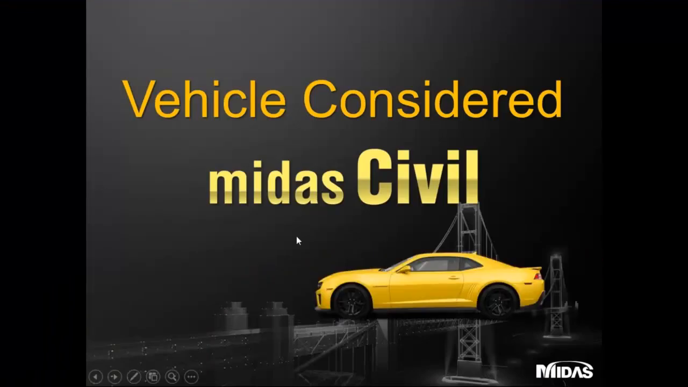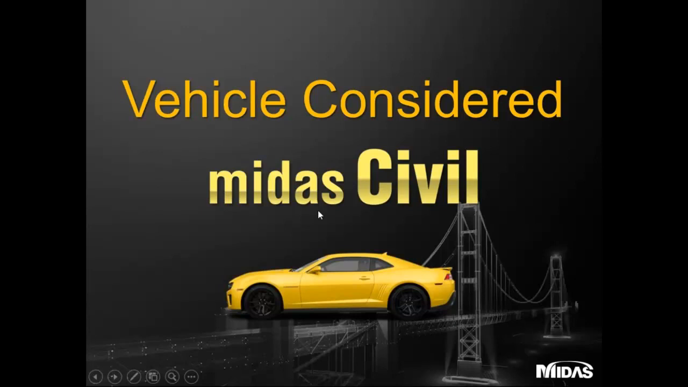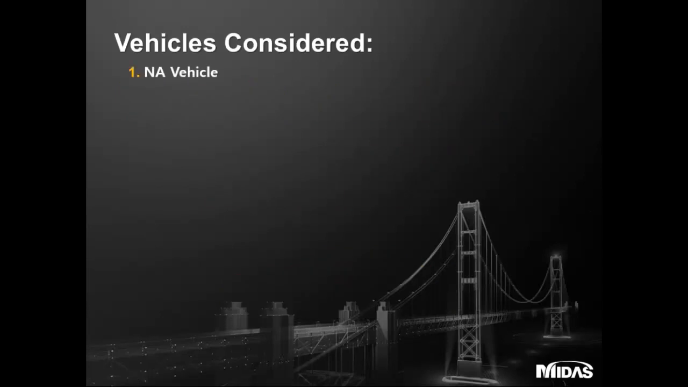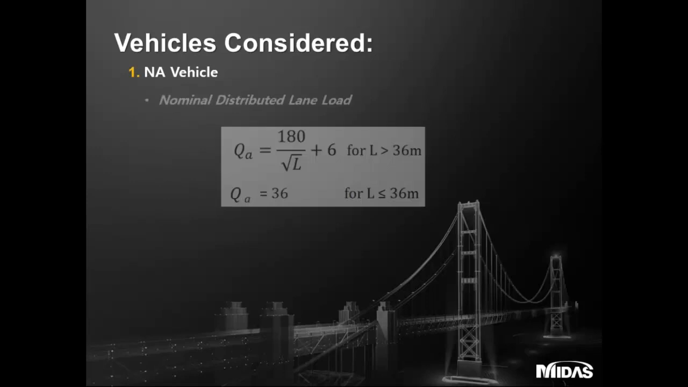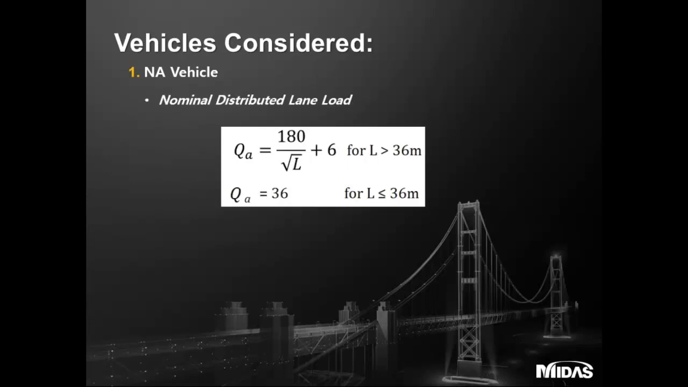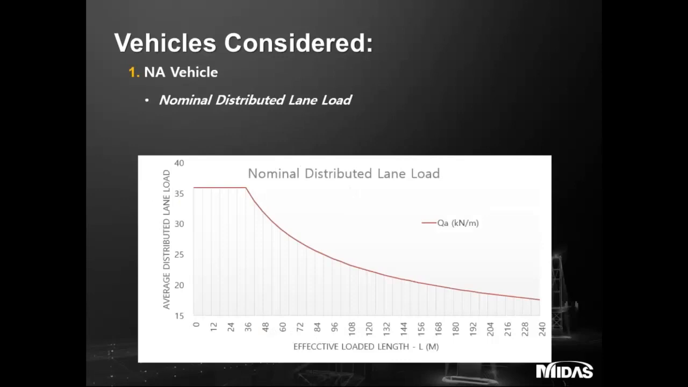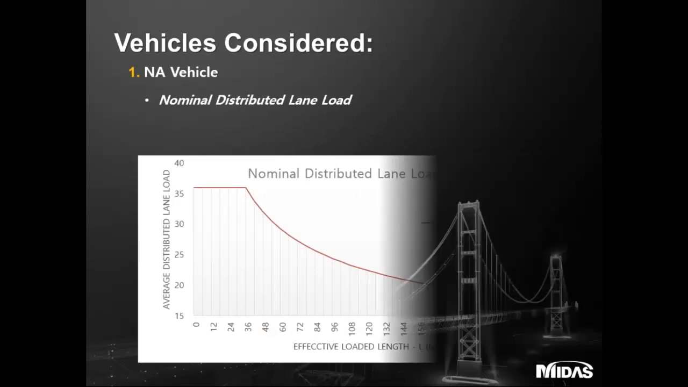Okay, so now the part specific for South Africa, the vehicles that have been considered. So we have considered any vehicle. For longitudinal direction, obviously this is the nominal distributed lane load, which you are all very conversant with. So we have used this formulation, and we'll obtain this curve depending on the loaded length.